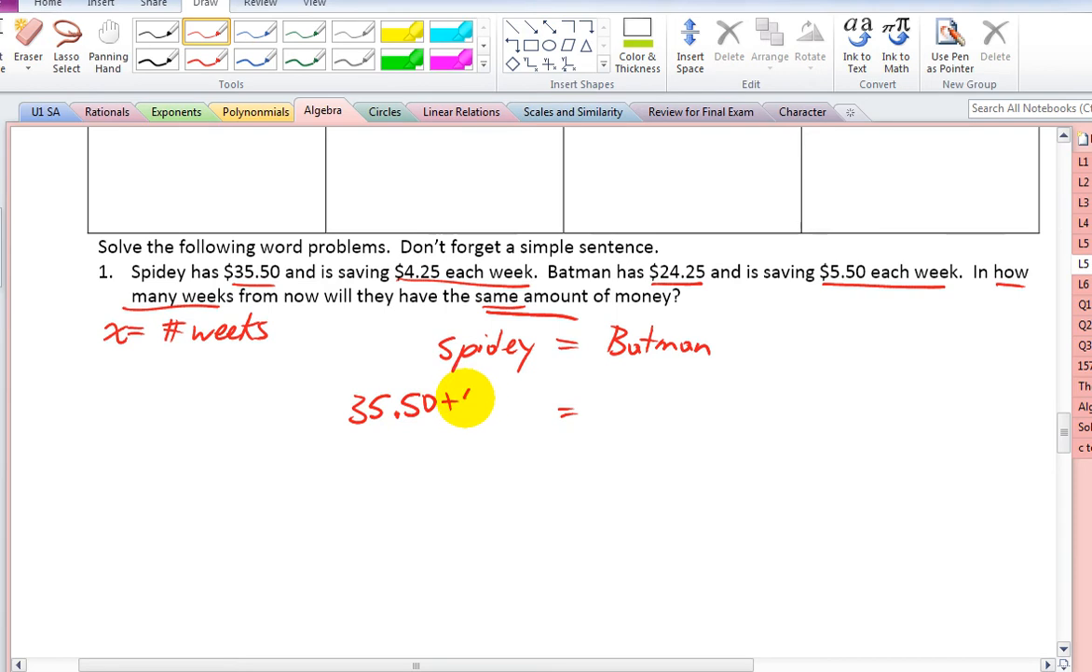How much money does Spidey start with? $35.50. Then you're going to add 4.25x. Now you could switch those around, it doesn't matter. I just want to show you it's okay to start like that. It's not ideal because you should see that $35.50 is the constant. Okay, so Batman, he's $5.50 a week plus the amount he started with. Okay, let's solve for x. Let's move everything to the left, right side. Okay.